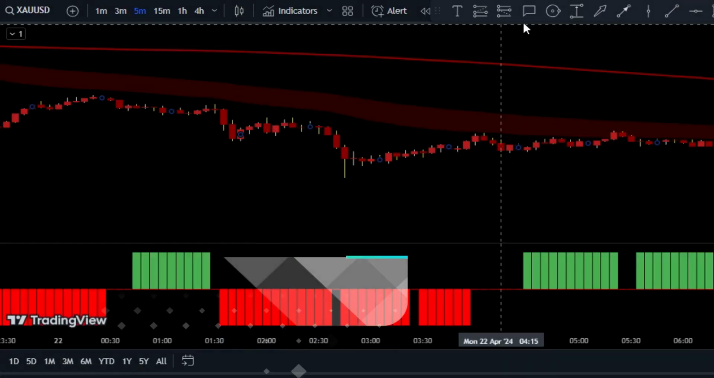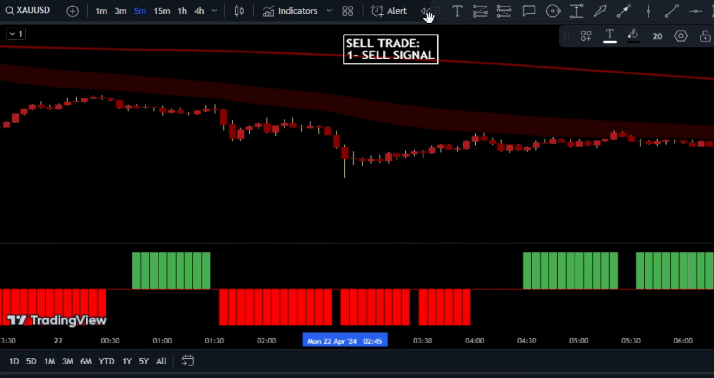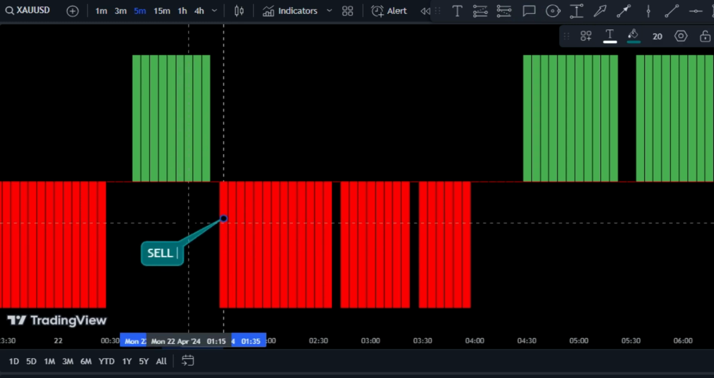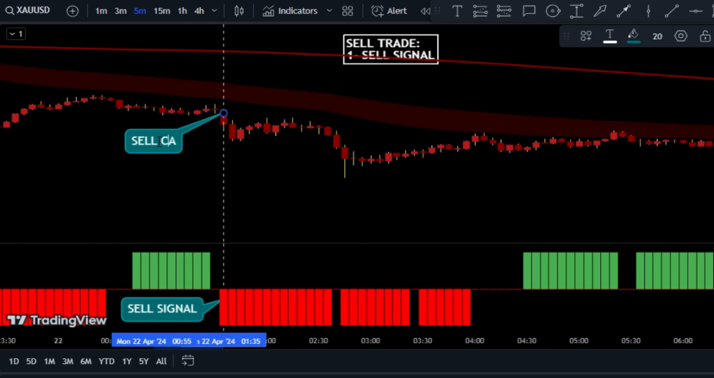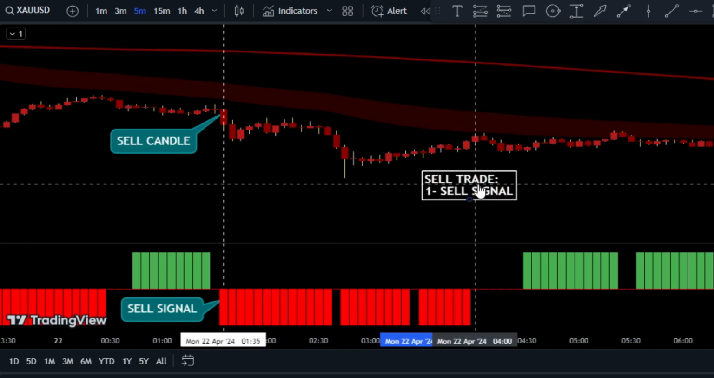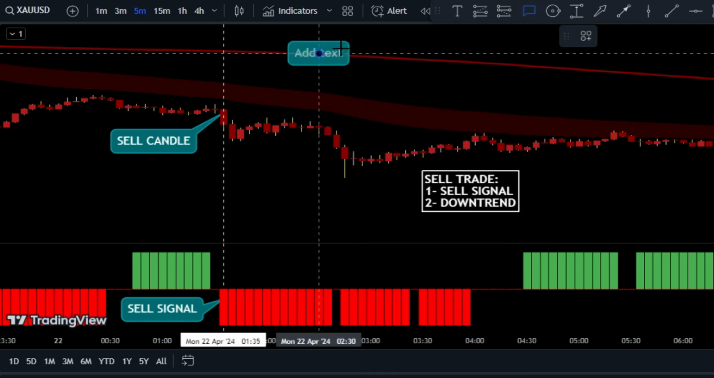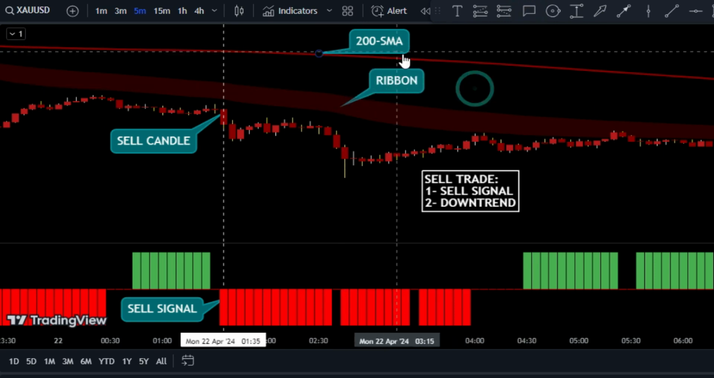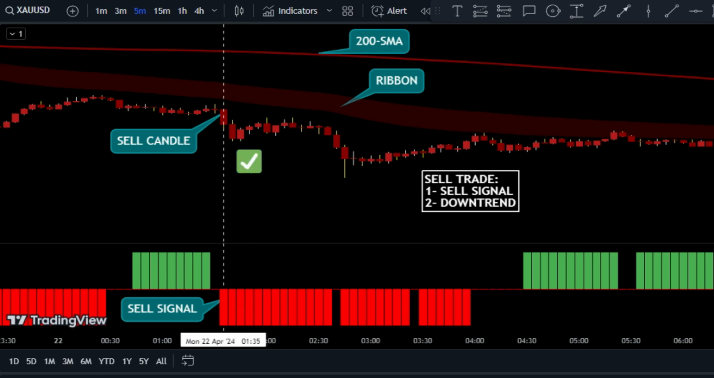And for sell trades, the process is similar but in reverse. Keep your eyes peeled for a sell signal from the indicators. And after that, make sure the market is in a downtrend before making any moves. So once both signals are in alignment, it's time to pull the trigger on the sell order.